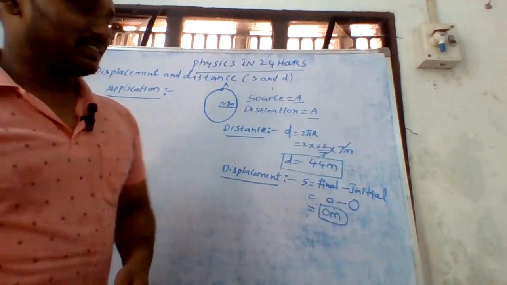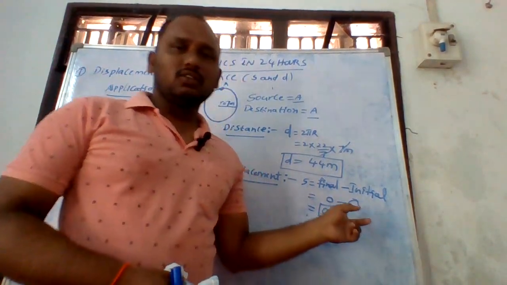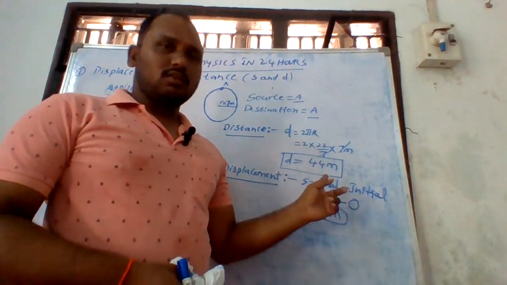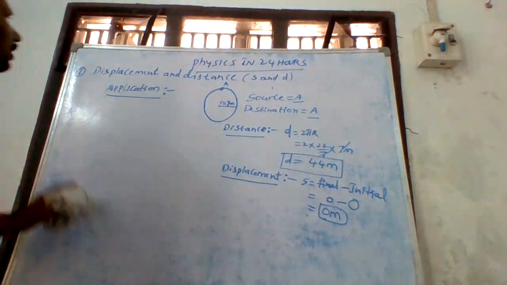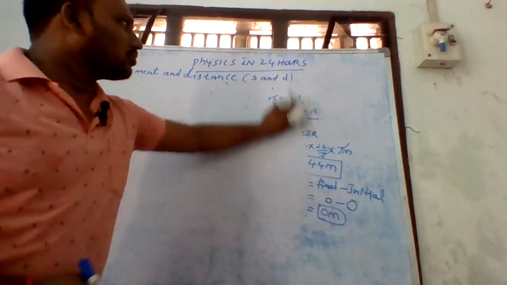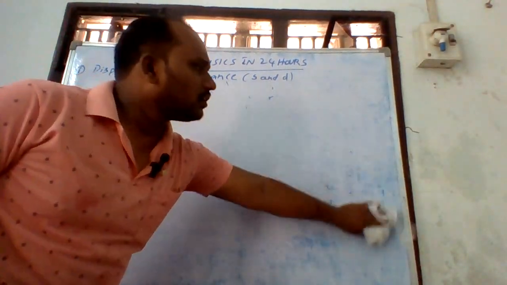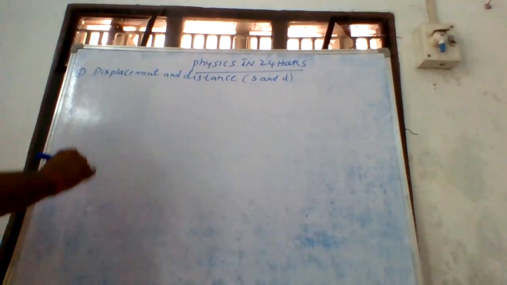I hope people observed. So displacement is 0 minus 0, how much here? 0 meters. And the distance is how much? 44 meters. And what is the nature of quantities? That is also very, very important. We have to focus on the nature of quantities also. We have to explain the nature also.